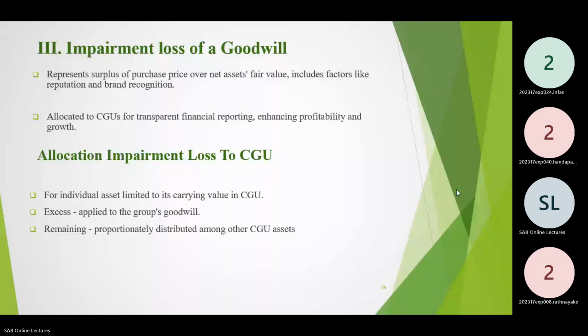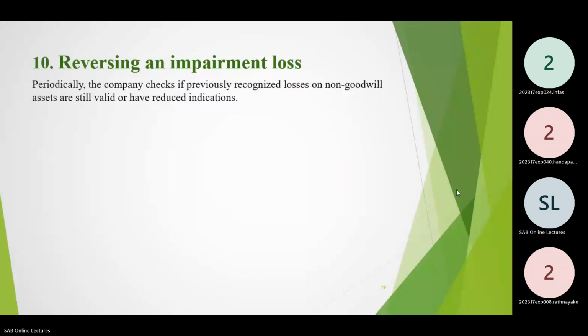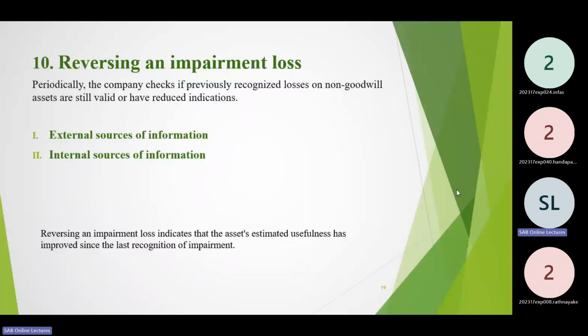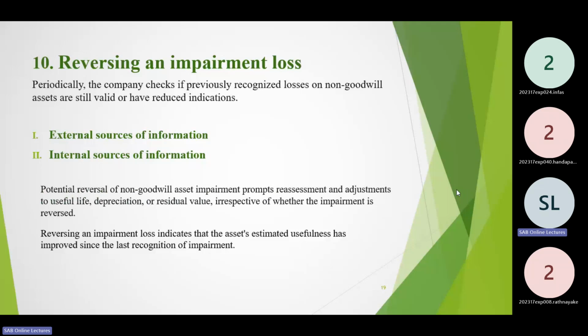Consider how to allocate for the individual assets. Selling value for excess is compared to goodwill, and the remaining proportionate amount is split among the other assets. Reversing an impairment loss: we can use these two sources. Potential reversal and non-reversing assets.